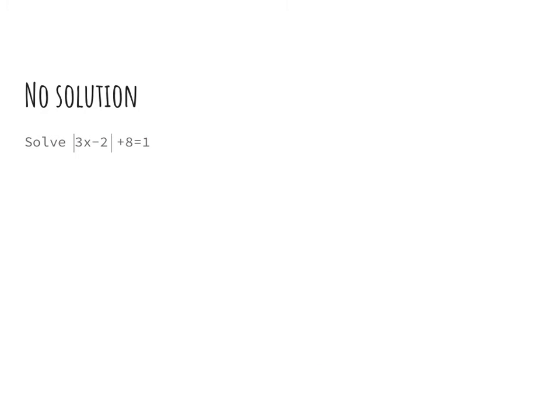Now, normally when we do an absolute value equation, we're going to get two different answers. But in special cases, it could be different. The first one is there could be no solution. And there's also something else new about this type of equation.